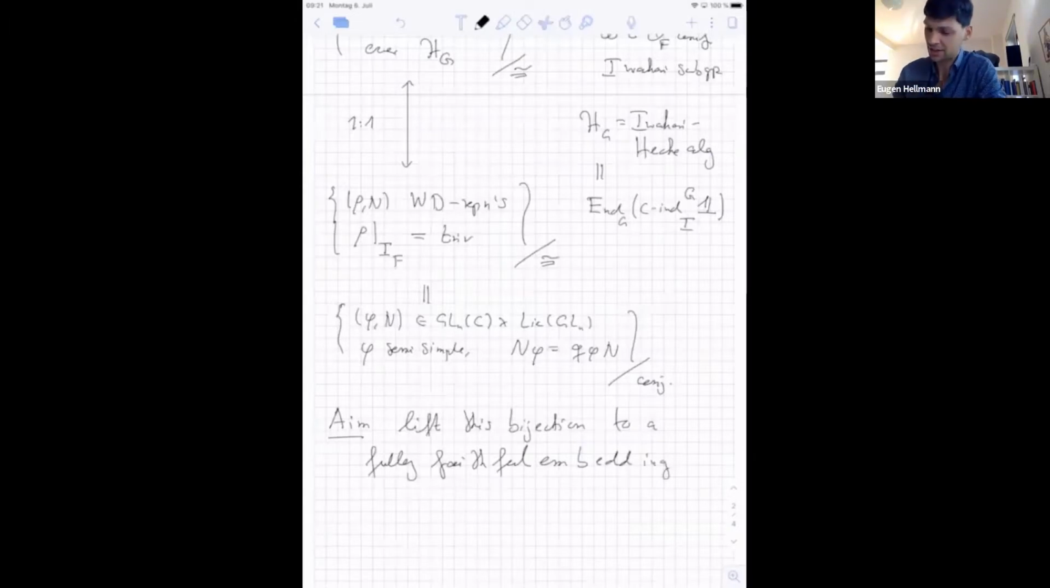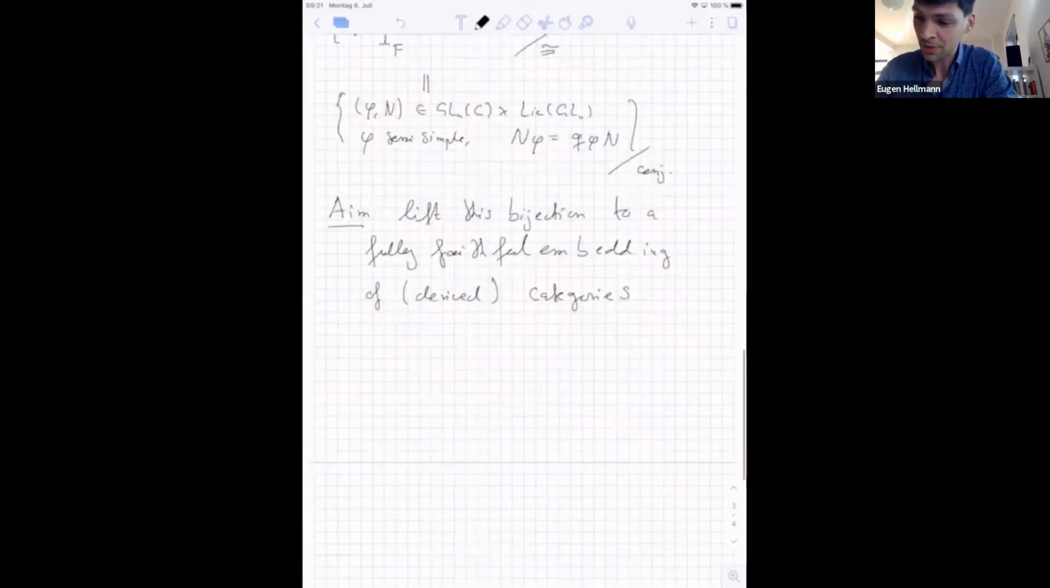Okay, and I want to lift this bijection to a fully faithful embedding of categories, and actually this will have to take place on the level of derived categories. Okay, so that's the general aim for the talk.